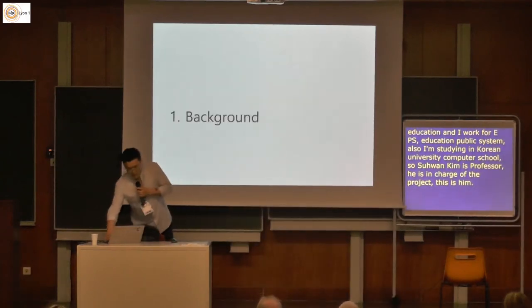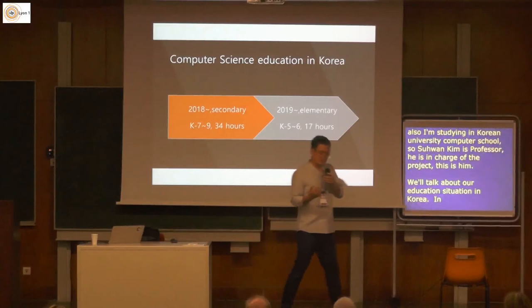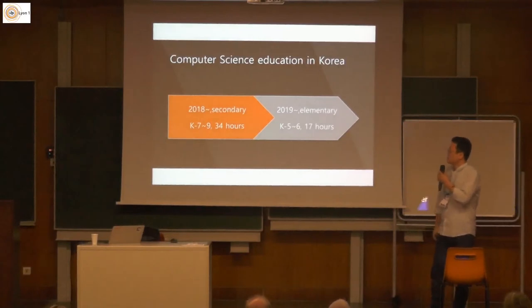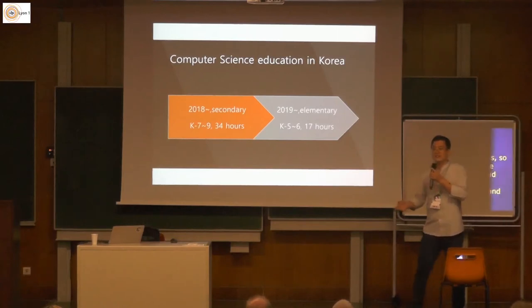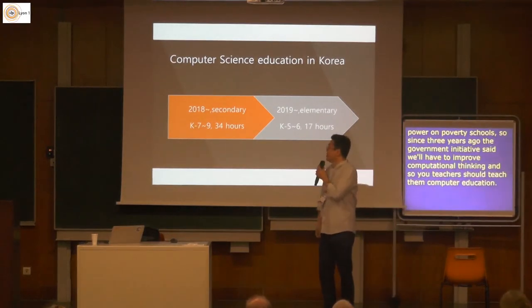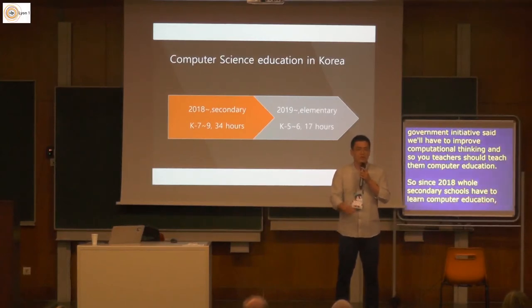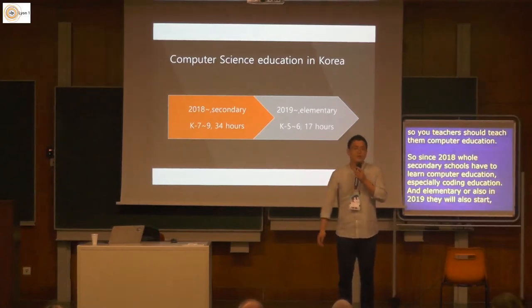We will talk about our educational situation in Korea. In Korea, the government has a really big power over public schools. Three years ago, the government suddenly said that students have to improve computational thinking, and so teachers should teach them computer education. So since 2018, all secondary school students have to learn computer education, specifically coding education. And in elementary school, since 2019, they also have to start this coding education.